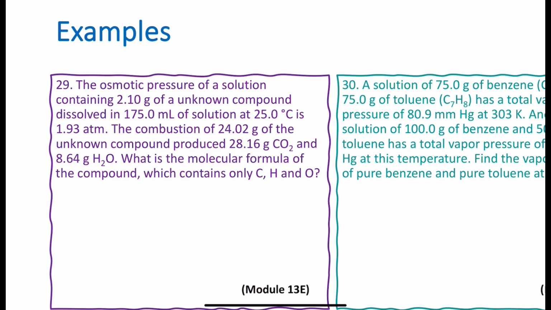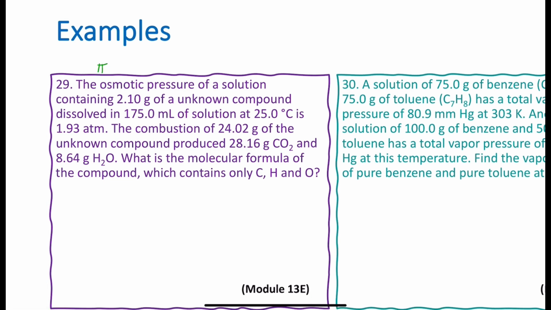So I've got osmotic pressure, which means I'm going to be using pi equals MRT i. Let's see, I forgot what I read already. Osmotic pressure, 2.10 grams of an unknown compound dissolved in 175 mL of solution, at 25 degrees C, and it's this much pressure. The combustion of 24.02 grams of the unknown produced 28.16 grams of CO2 and 8.64 grams of H2O. And I want to know the formula.